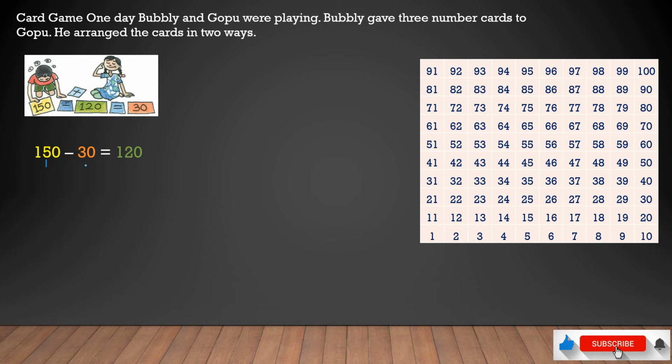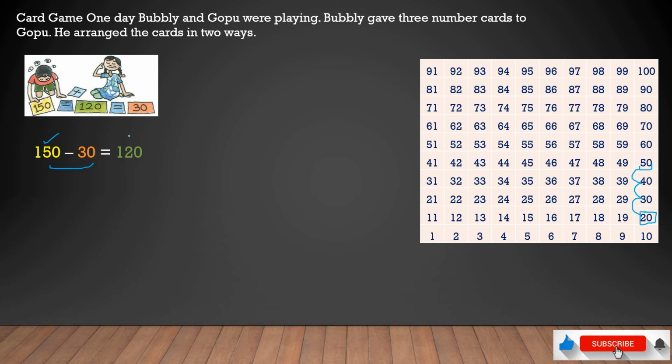This is another way of arranging these numbers. If you subtract 30 from 150, we get 120. We used this minus sign here and the equal sign here. And how can you subtract 30 from 150? It is simple. If you see this is 50 and you subtract 30, then you will move downwards. If you subtract 10 from 50, we get 40. If 20 is subtracted, then we get 30, and if you subtract 30, then we will get 20.